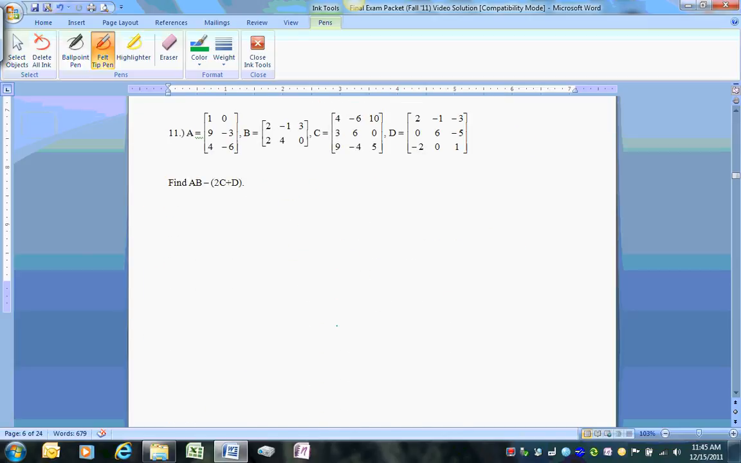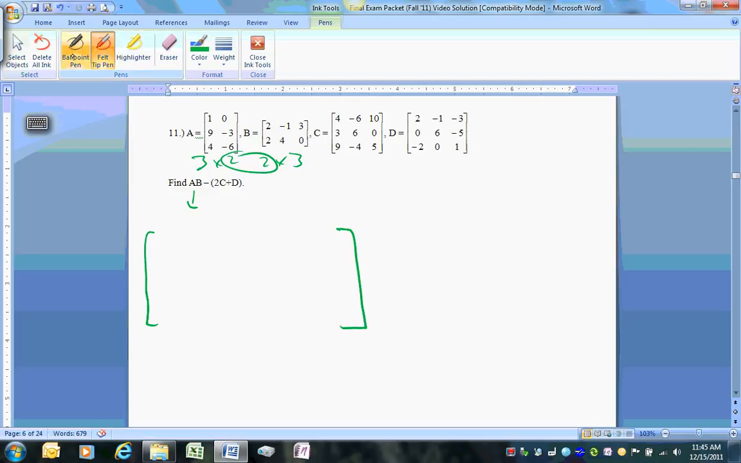11. In order to multiply two matrices, the columns of the first matrix have to equal the rows of the second matrix, or the inside dimensions have to equal each other. This is a 3 by 2, and that's a 2 by 3. So they match up. So the way the multiplication works will be the following.